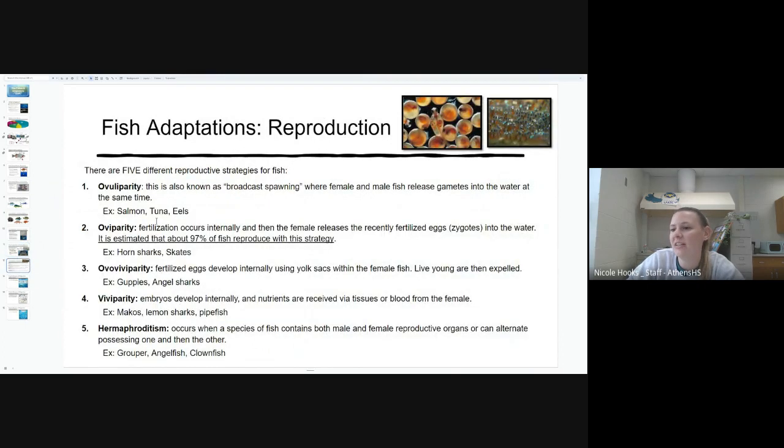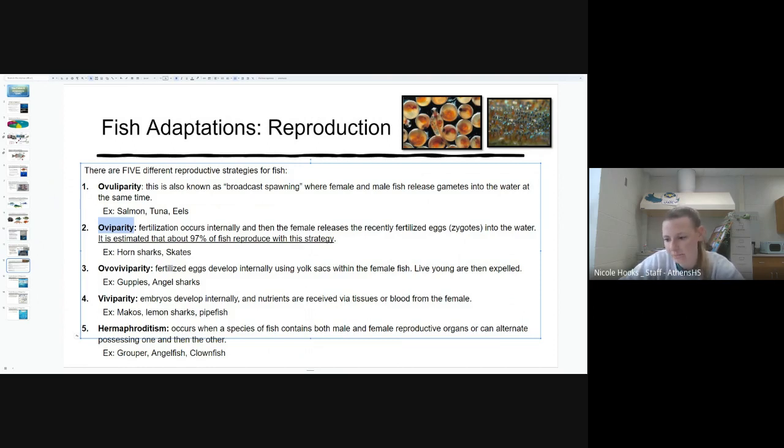All right, reproduction is the last adaptation we're going to talk about, and there are 5 different breeding strategies we're really going to focus on. The only one I really want you to know the name of, the special name that we use, is oviparity, and this is where fertilization occurs internally, and then the fishes will plant those eggs elsewhere. So they'll put them on a rock.